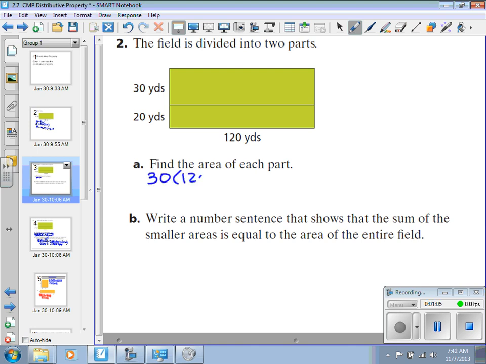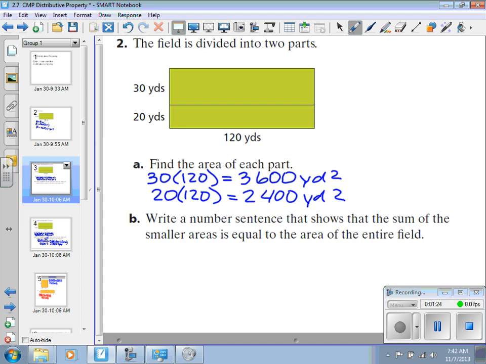times 120 is 3,600 yards squared, and 20 times 120 is 2,400 yards squared. Now they want us to write a number sentence that shows that the sum of the smaller areas is equal to the area of the entire field.